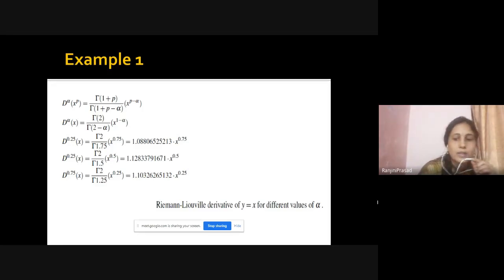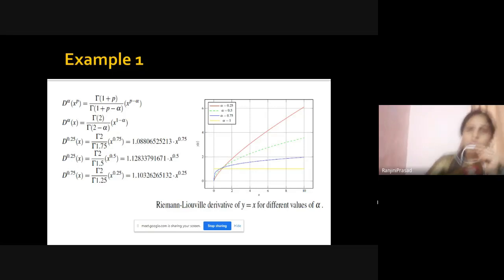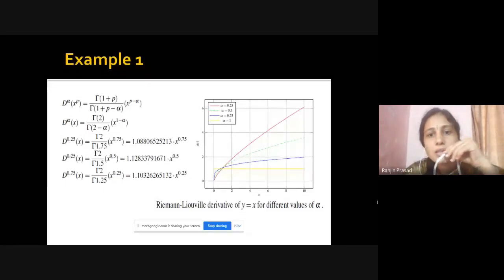Okay, so can you see this figure? Here I think you can zoom in now. Then you see the yellow line is alpha equal to 1. As I said, when you differentiate x with respect to x, so dy by dx where y equal to x, it is 1. So the derivative is 1, so it is a single line.